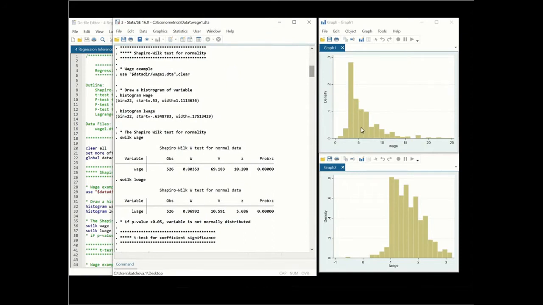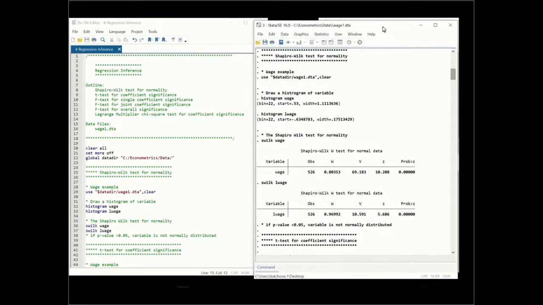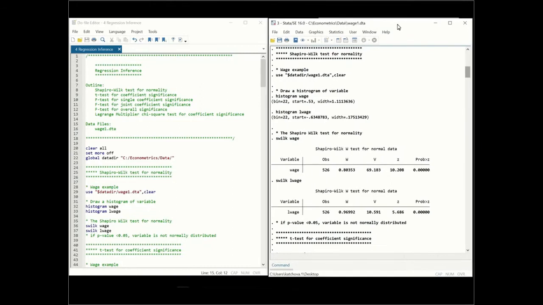If we look at the first histogram of wage and the second histogram of log of wage, one thing we're noticing here is that these are not bell-shaped curves and they are skewed curves. So these histograms are showing us a first indication that perhaps the distribution of these variables wage and log wage is probably not normal. So we can go ahead and formally test this with the Shapiro-Wilk test for normality, that is swilk, and then put the name of the variable. So we will test this for wage and log of wage.